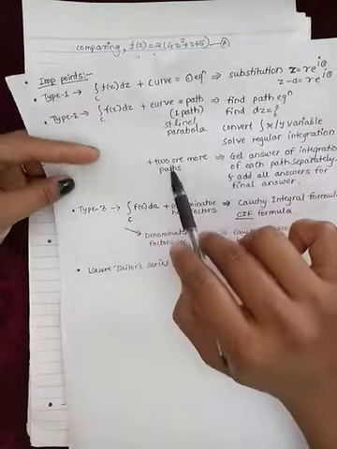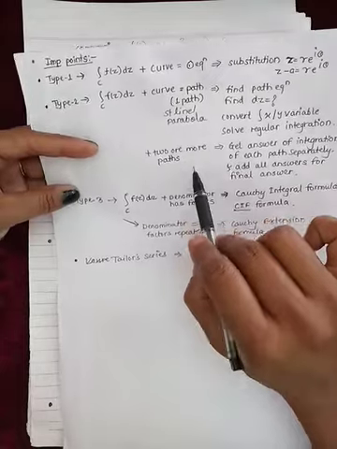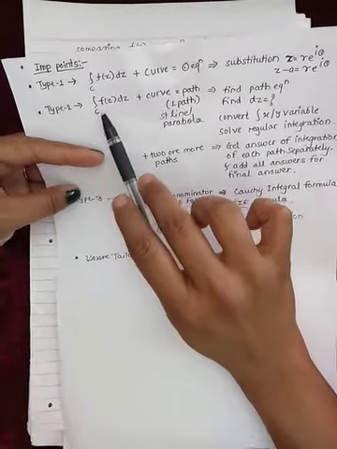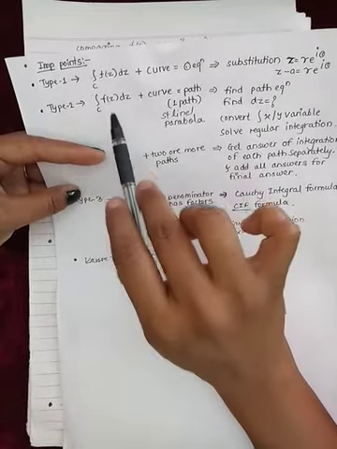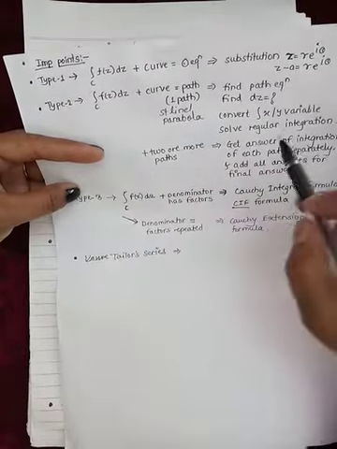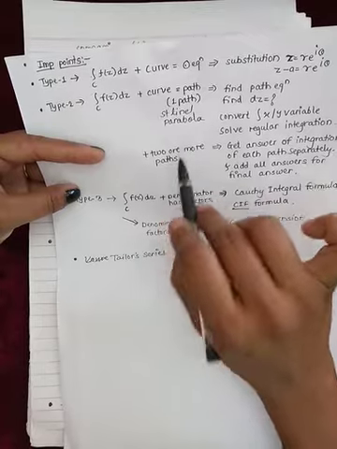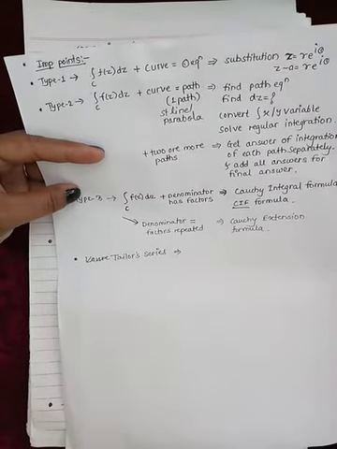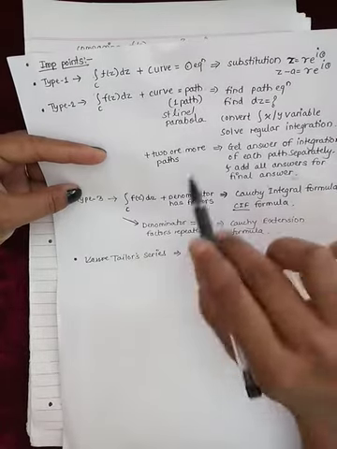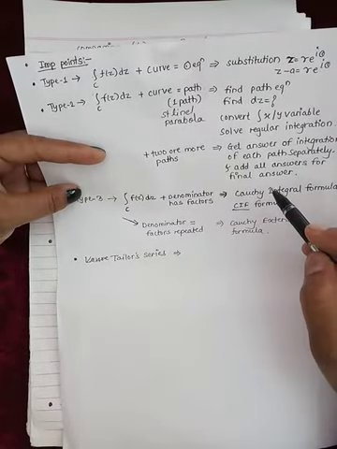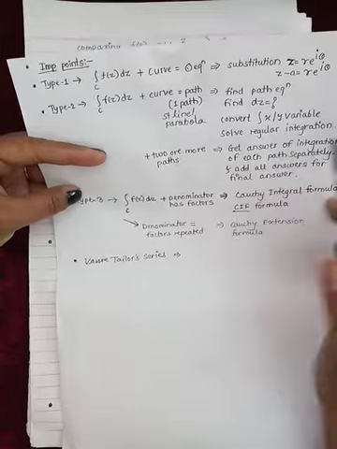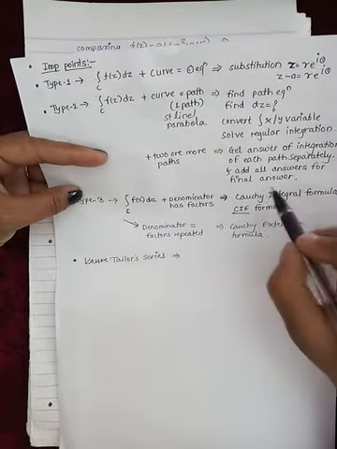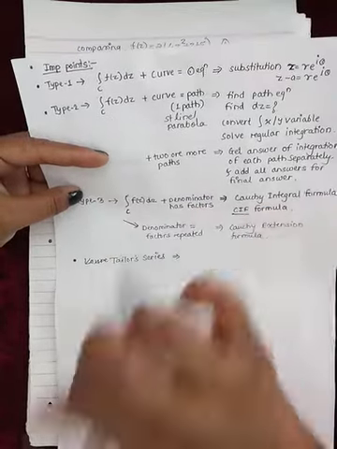If the example contains two or more paths, then we have to obtain the answer of the given integration separately for each path. Get the answer of the integration for each path separately, and add all these answers, and we get the final required answer of the given integration.